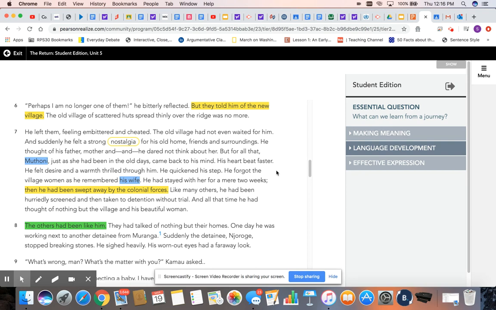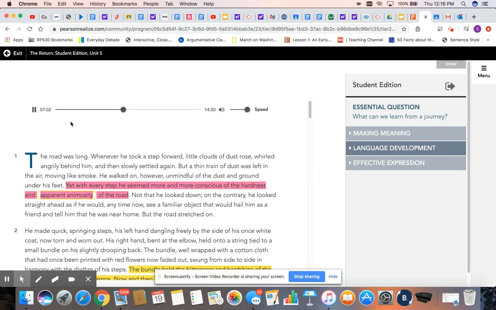He had stayed with her for a mere 2 weeks. Then he had been swept away by the colonial forces. Like many others, he had been hurriedly screened and then taken to detention without trial. And all that time he had thought of nothing but the village and his beautiful woman.